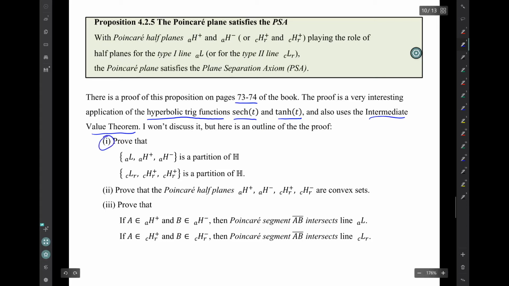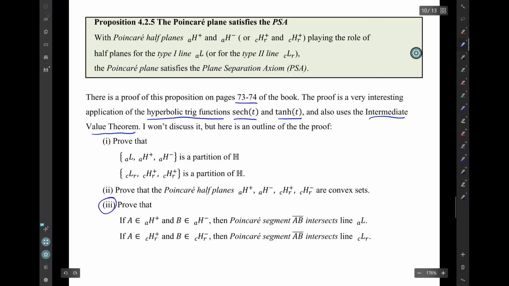In part I of the proof, you would need to show that this set, consisting of the type 1 line and these two associated type 1 half planes, is a partition of the Poincaré half plane. And you would need to do the same thing for the type 2 Poincaré line and its associated type 2 Poincaré half planes, show that those three things are a partition of the Poincaré half plane. That would be part I of the proof. Part II of the proof would be the proof that the Poincaré half planes are convex sets.